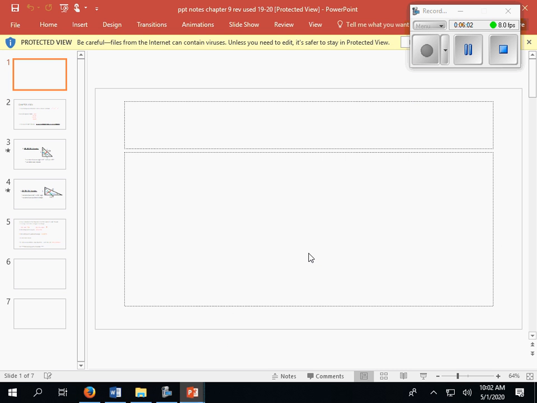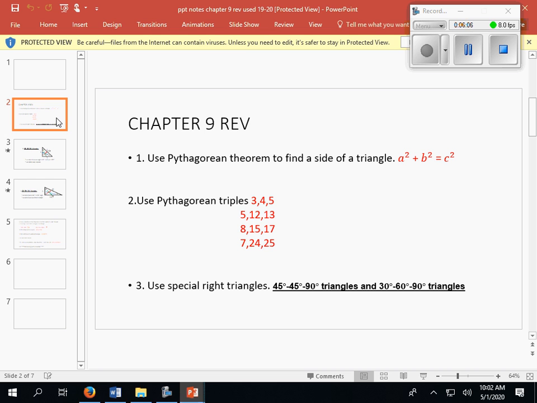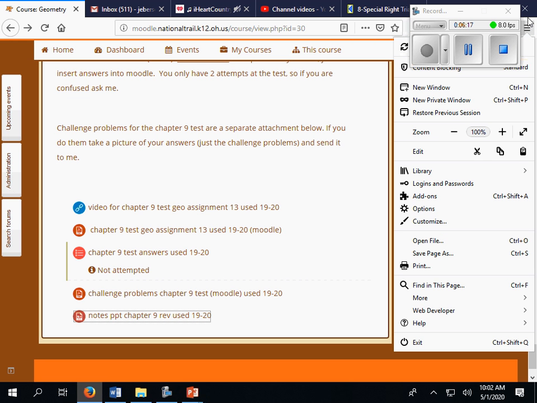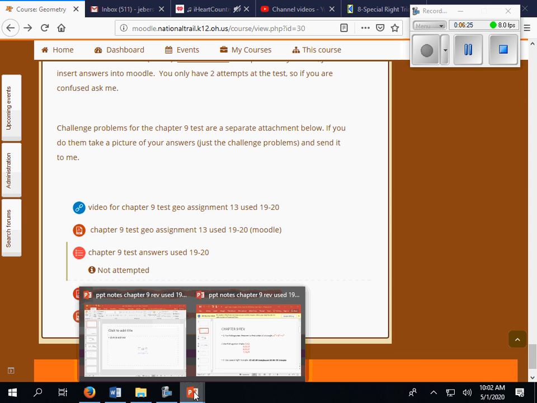Open them up with Microsoft PowerPoint, and it'll have the notes for the Chapter 9 review. And now I don't know how to get out of this. Oops. All right, so that's all that stuff. Hopefully that explains all that. Now what I'm going to do is go through the actual Chapter 9 review. It'll be pretty quick.